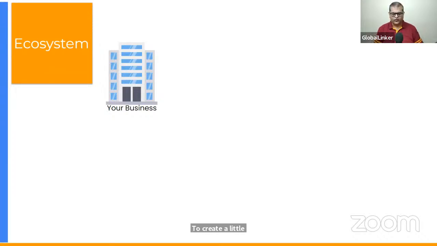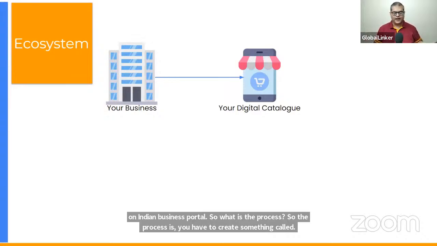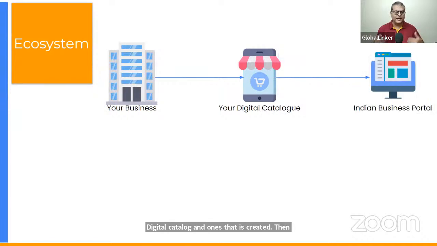So what is the process? The process is you have to create something called a digital catalog. And once that is created, you connect it with the Indian business portal. And once it gets connected, that's where your products or services start appearing on the Indian business portal, right? So that is how this ecosystem works, or this is how the process works.